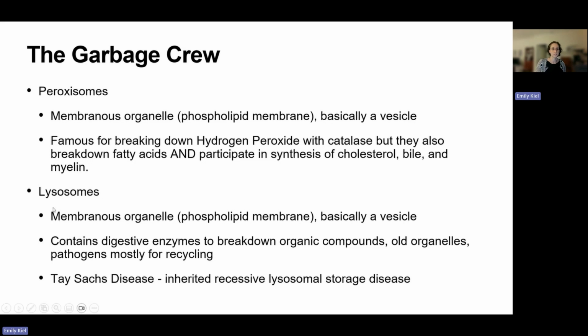And we have lysosomes. These are membranous organelles. Again, they have that phospholipid membrane around them. They're a little vesicle that has digestive enzymes to break down organic compounds, old organelles, or pathogens for recycling. That's important to keep in mind.